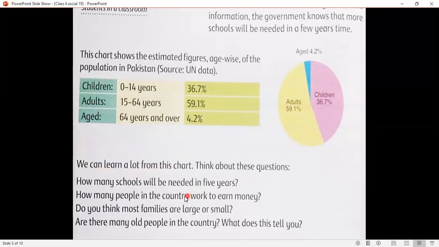Think about these questions. How many schools will be needed in 5 years? How many people in the country work to earn money? Do you think most families are large or small? Are there many old people in the country? What does this tell us?